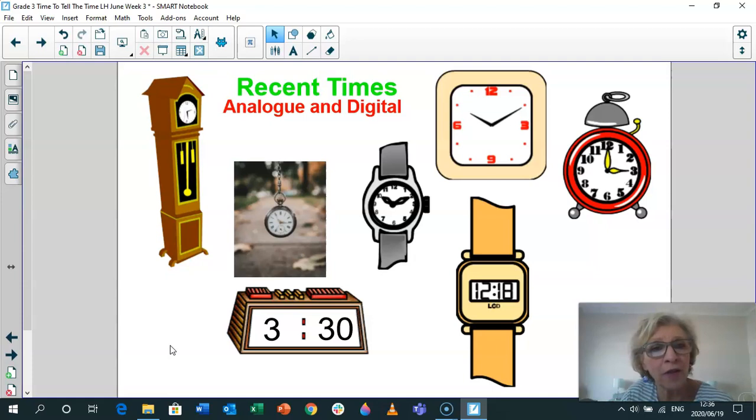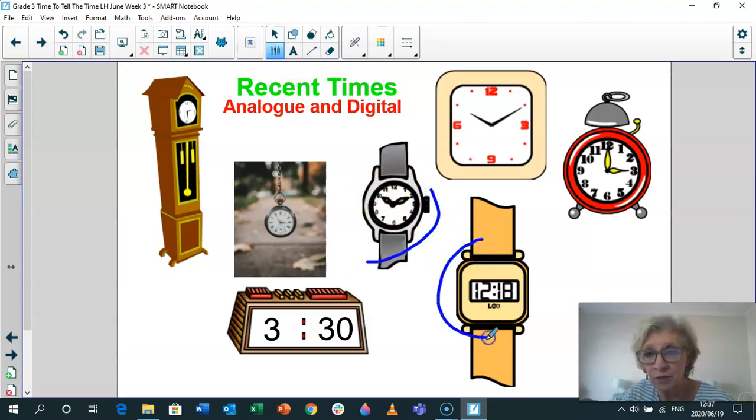So there's your grandfather clock up there, and then these are little pocket clocks that people used to wear in the olden days. They had to put them in their pockets and pull them out when they wanted to tell the time. Then there's your little wristwatch, and there's an analog wristwatch, and there is a digital wristwatch. And here we have our wall clock, our alarm clock, and these are also analog. And then, of course, there's our digital clock, which doesn't need hands.